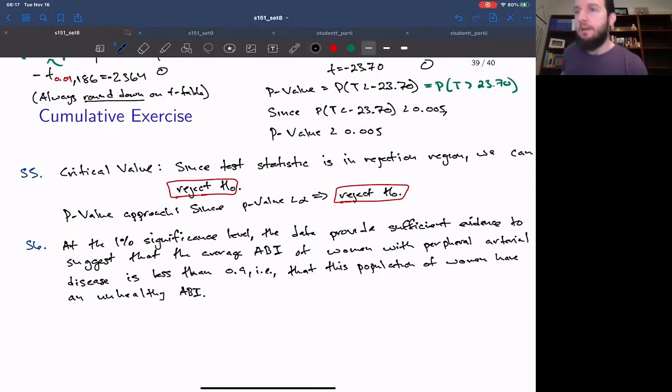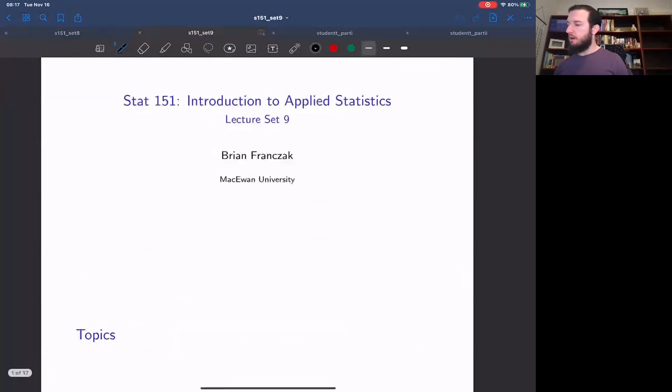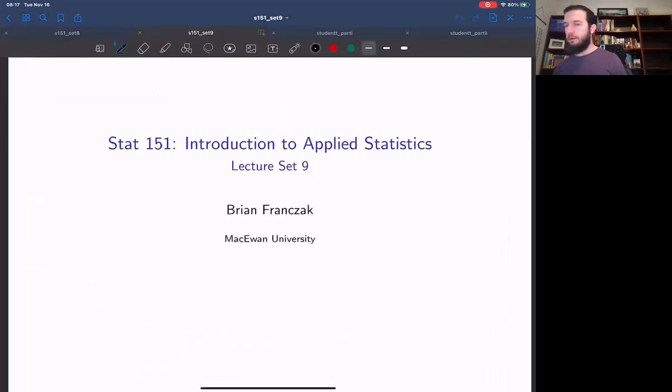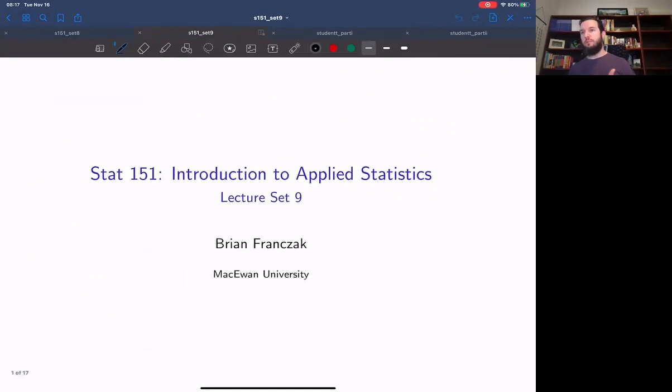Okay, so that's hypothesis testing in the one sample case. So that would be a one mean hypothesis test, basically. What we're going to talk about in lecture set number 9 are two sample tests. So in lecture set 9, we're taking what we learned in lecture set 7 and 8. We're making a small adjustment to the formula and we're just using it in a slightly different case.